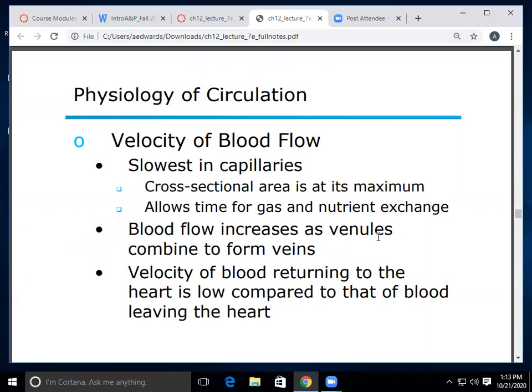All right, blood flow is going to increase as the venules combine to form veins, okay? Because you're getting into larger and larger spaces, you get more blood flow. But the velocity, or the speed and direction, of blood that's returning to the heart is low compared to blood leaving the heart. Why? Well, again, typically not much smooth muscle squeezing that blood through your body in veins. Also, some of those veins are moving against gravity, right? You move blood from the lower portion of your body up.